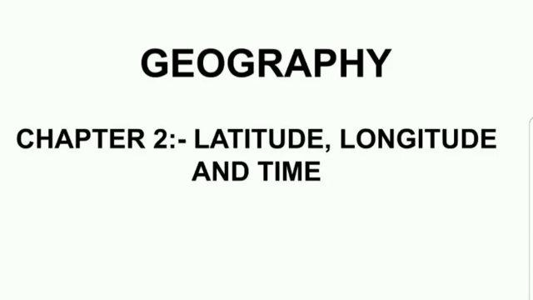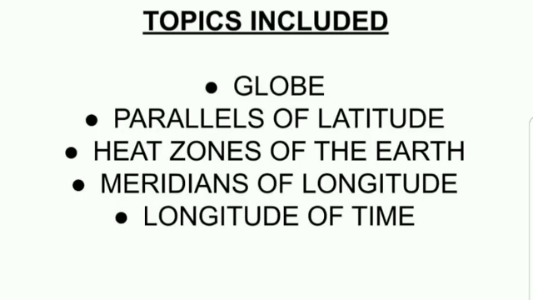See children, in the first chapter of geography, we studied about Earth and the solar system and the other family members of the solar system. In this lesson, we will study about Earth, and the topics included are globe, parallels of latitude, heat zones of the Earth, meridians of longitude, and longitude and time. So these are the topics included in the second chapter of geography.